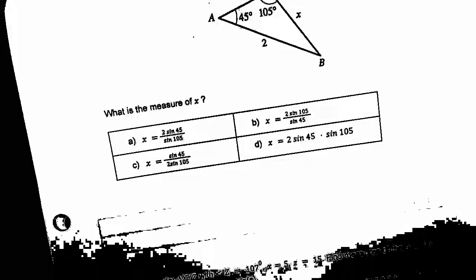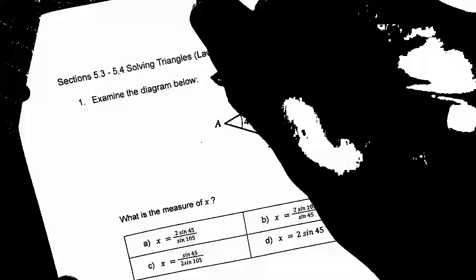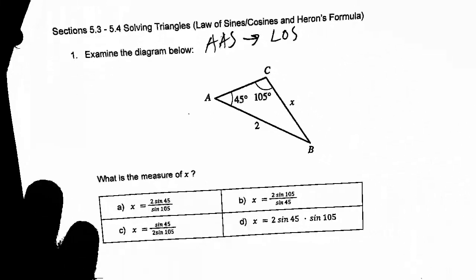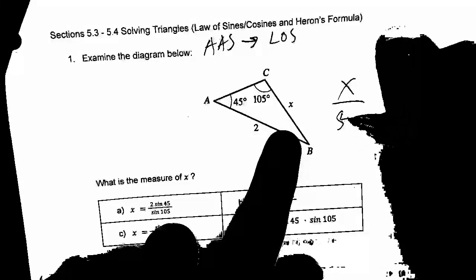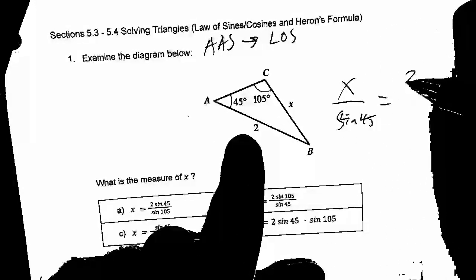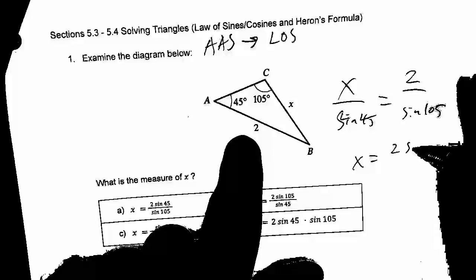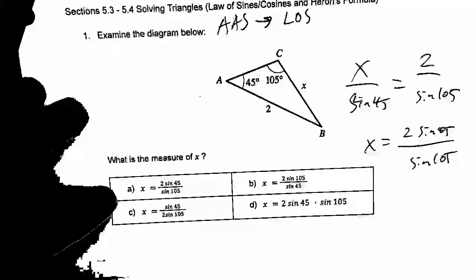All right, we're on to section 2, solving the triangles. This is going to be using law of sines, law of cosines, and then the area formulas. So, first one, I think it's good to start with what kind of triangle is this? Well, this is an AAS triangle. So AAS, you should think that's law of sines. Okay, so we can set this up as x over sine 45 equals 2 over sine 105, and we're just going to get x alone. So x equals 2 sine 45 over sine 105. And so my answer is A.